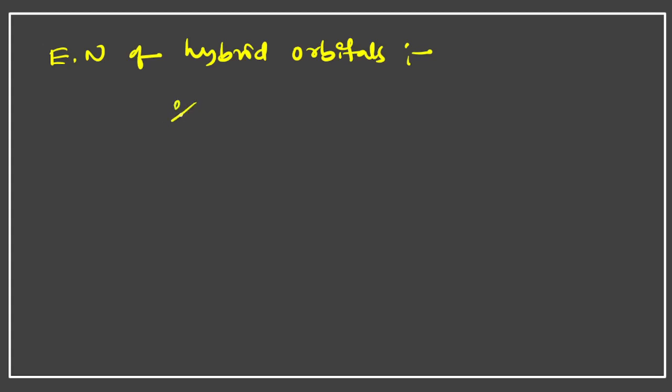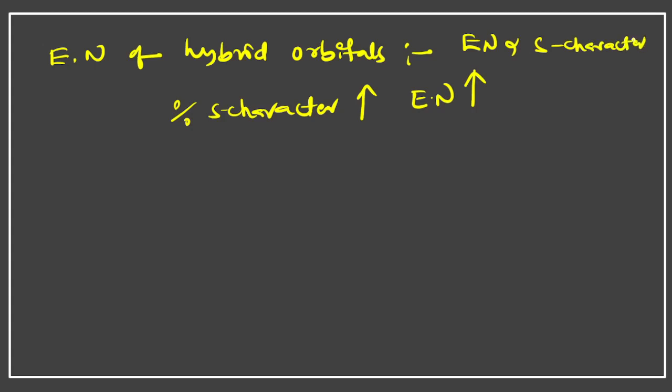Next, the term electronegativity of hybrid orbitals. It is very important for the further content. First of all, what is meant by electronegativity? The tendency to attract the electron pair is electronegativity. As the percentage of the s character increases, electronegativity also increases. What does it mean? Electronegativity is directly proportional to s character. Yes or no?